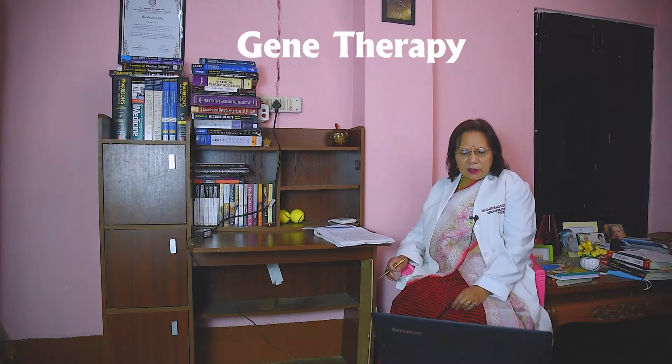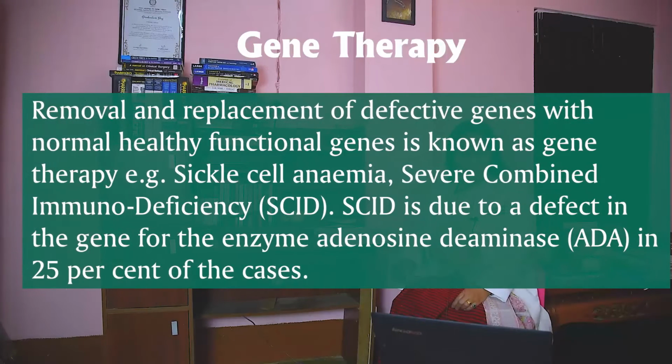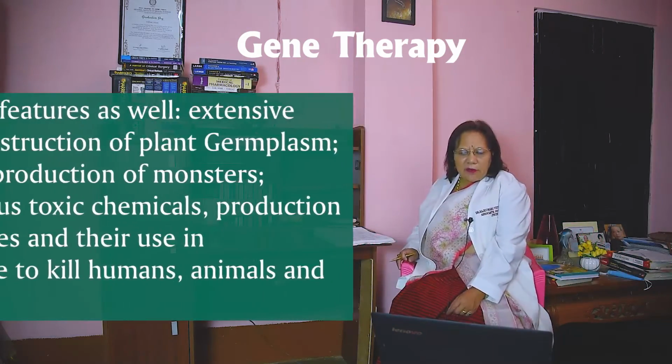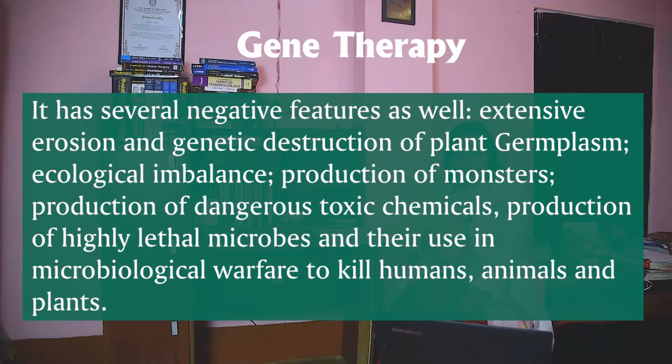Gene therapy, what is it? Removal and replacement of defective genes with normal healthy functional genes is known as gene therapy. For example, sickle cell anemia, and severe combined immunodeficiency, which is due to a defect in the gene for the enzyme adenosine deaminase in 25% of the cases. It has several negative features as well. There may be extensive erosion and genetic destruction of plant germplasm, ecological imbalance, production of monsters, production of dangerous toxic chemicals, and production of highly lethal microbes, which can be used in microbial warfare to kill humans, animals, and plants.